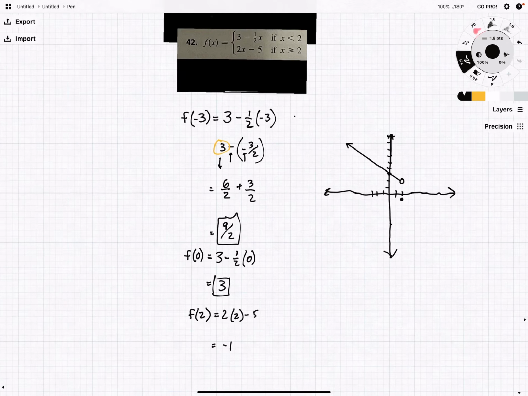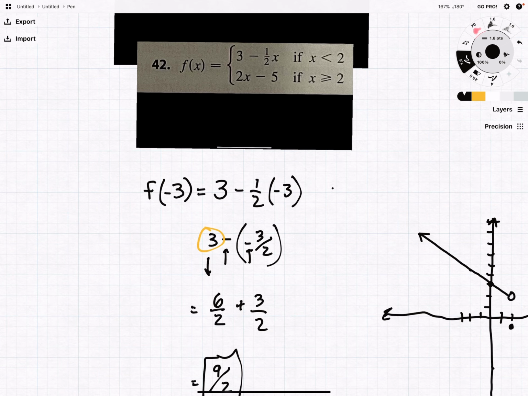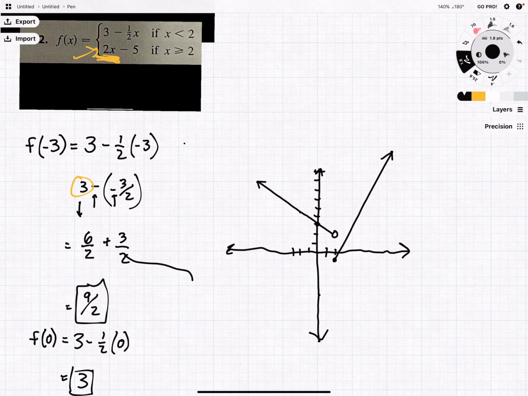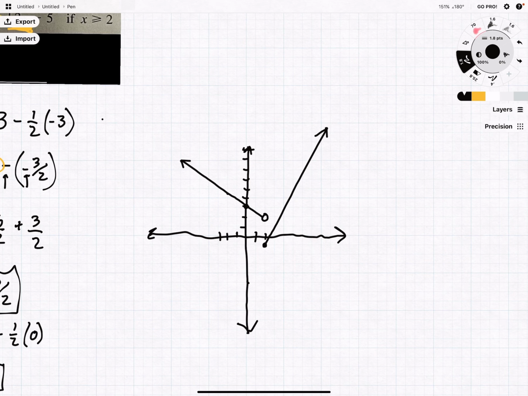And because of this form 2x minus 5, that means that it has a slope of 2. So we're just going to draw this line going up with a slope of 2. And that's going to be it for this graph. So that's what the piecewise function looks like when you graph it.